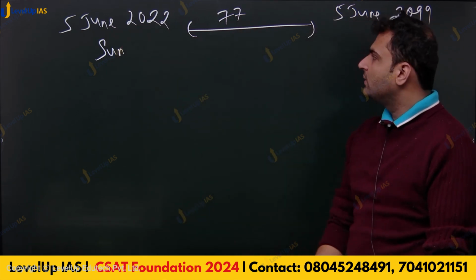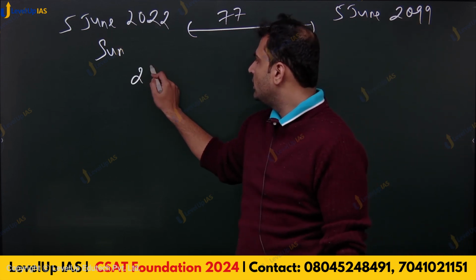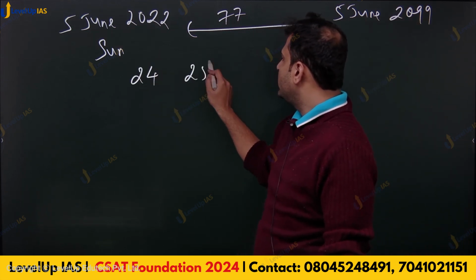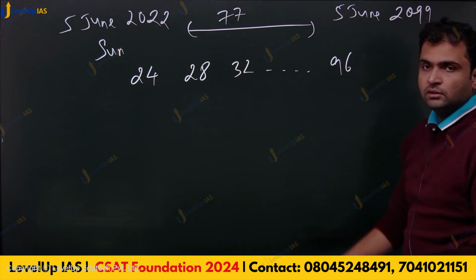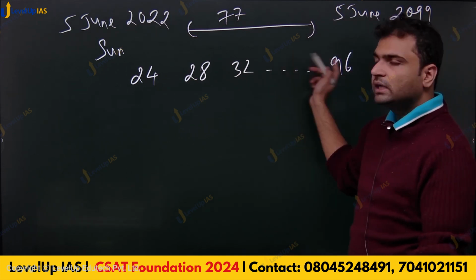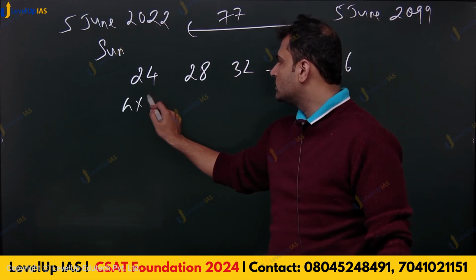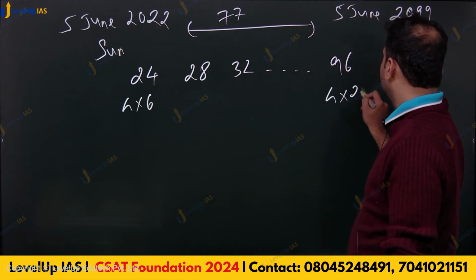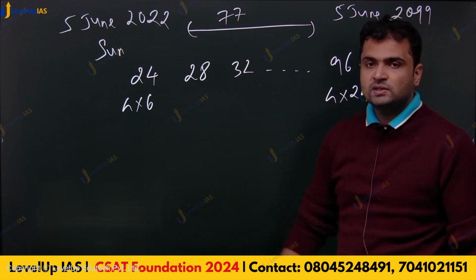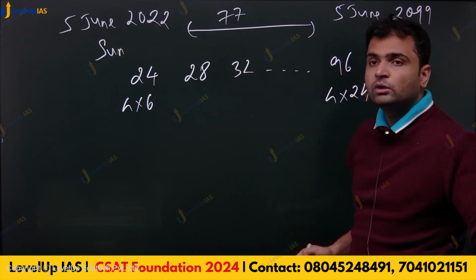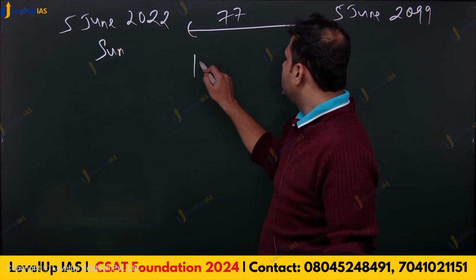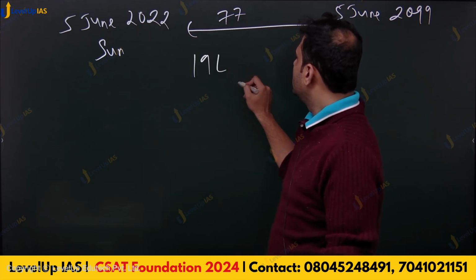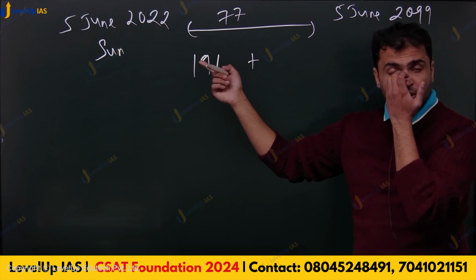Now out of these 77 years, the first leap year is 24, then there will be 28, then there will be 32, and so on till 96, 2096. These are the leap years. This is 4 into 6, this is 4 into 24, so this is 24 minus 6, 18, but we have to include both of them. So 19 leap years are there. So we have 19 leap years, plus the rest of them would be non-leap years.